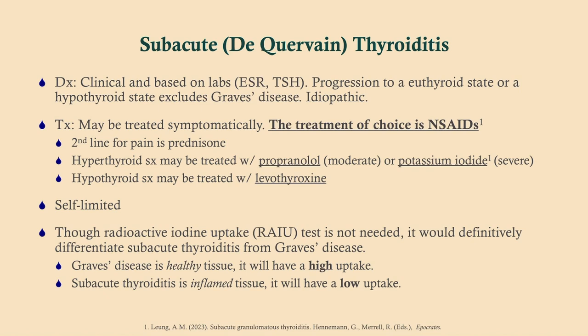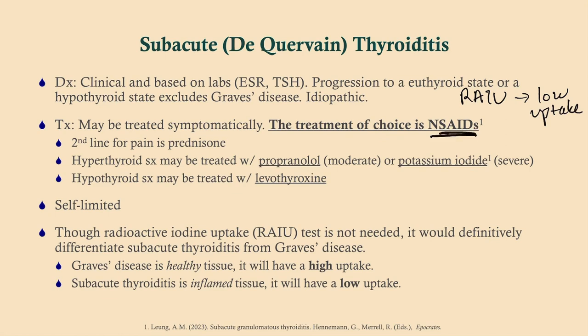The diagnosis here is based on labs. However, the RAIU is going to help you. And what's going to distinguish this from Graves is that the RAIU in De Quervain's is going to be low uptake, all right? Whereas with Graves, it's going to be high uptake because we have an overactive thyroid. You can treat this symptomatically because it is self-limited. The treatment of choice for the pain is NSAIDs.